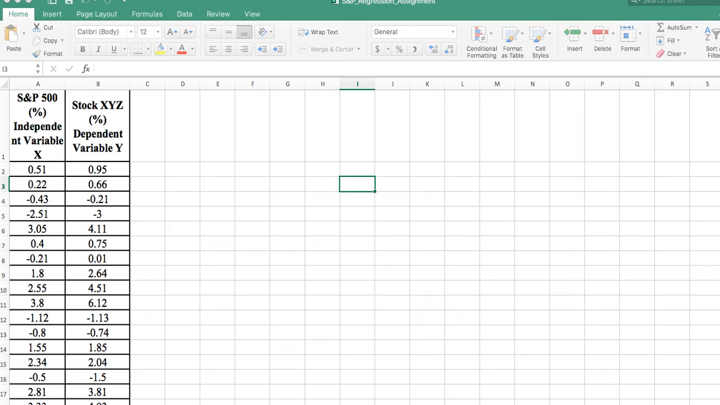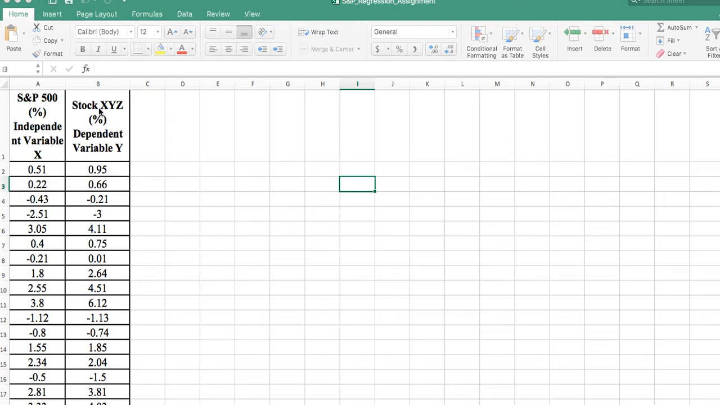I'm going to go over the solution for our linear regression assignment for this past week. In this particular case, we had the S&P 500, which is our independent variable, and we have a stock XYZ as my dependent variable.